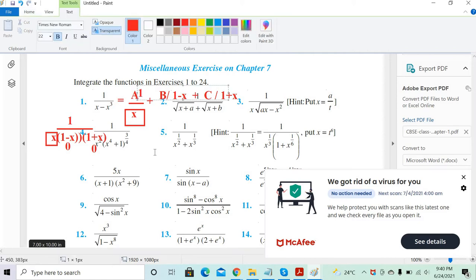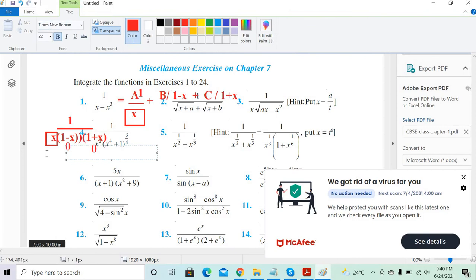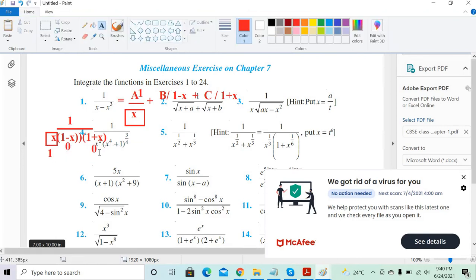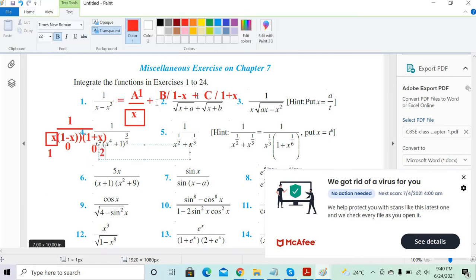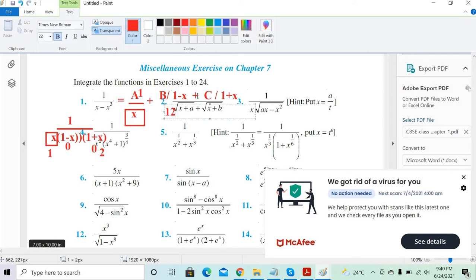Similarly B: 1 minus x is equal to 0, so x will be 1. Don't put x equal to 1 in this part. Put x as 1 here and here. So it will become 2, and B will become 1 by 2. So 1 into 2 is 2, so 1 by 2. Got it, no? Yes, I got it now.